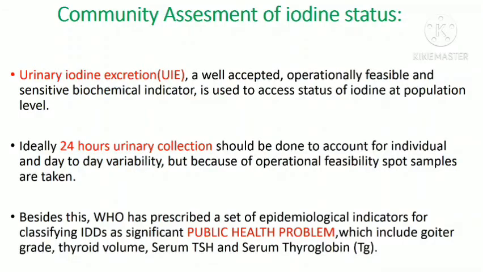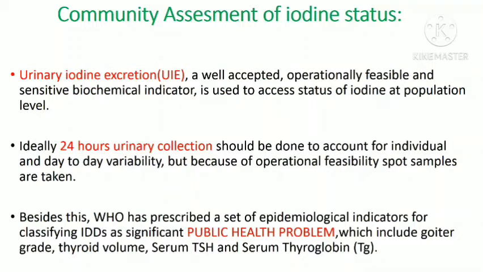Community assessment of iodine status, or we sometimes simply say a goiter survey. Here what we do is take urine iodine excretion samples, a well accepted, operationally feasible and sensitive biochemical indicator used to assess the status of iodine at the population level or at the community level. Ideally, 24 hour urine collection should be done to account for individual and day-to-day variability, but because of operational feasibility, spot samples are taken regularly.